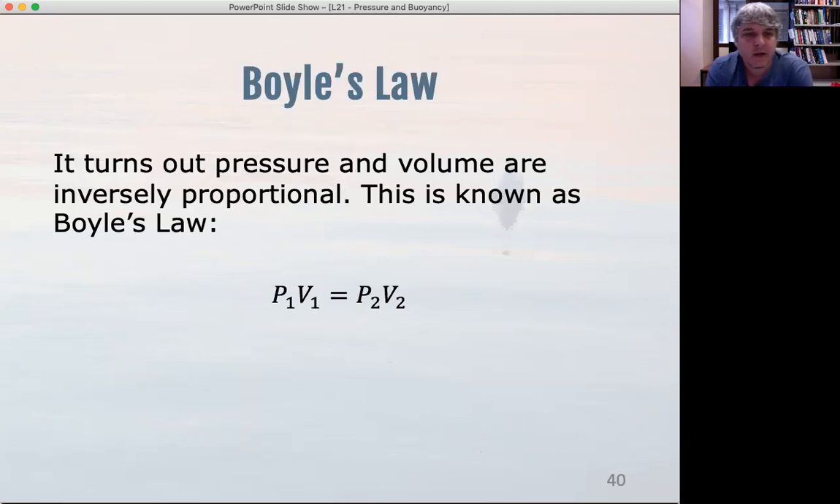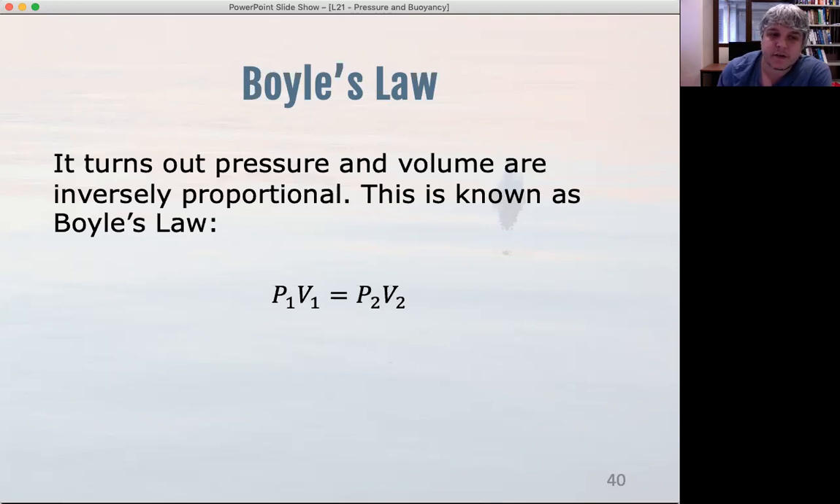And it turns out that this relationship is, as stated, the volume times the pressure is just a constant. So if you increase one of them, you're decreasing the other. This is assuming everything else stays the same. So assuming the amount of gas in your canister stays the same, assuming the temperature stays the same, then you've got pressure times volume is constant. So this little formula is called Boyle's Law.